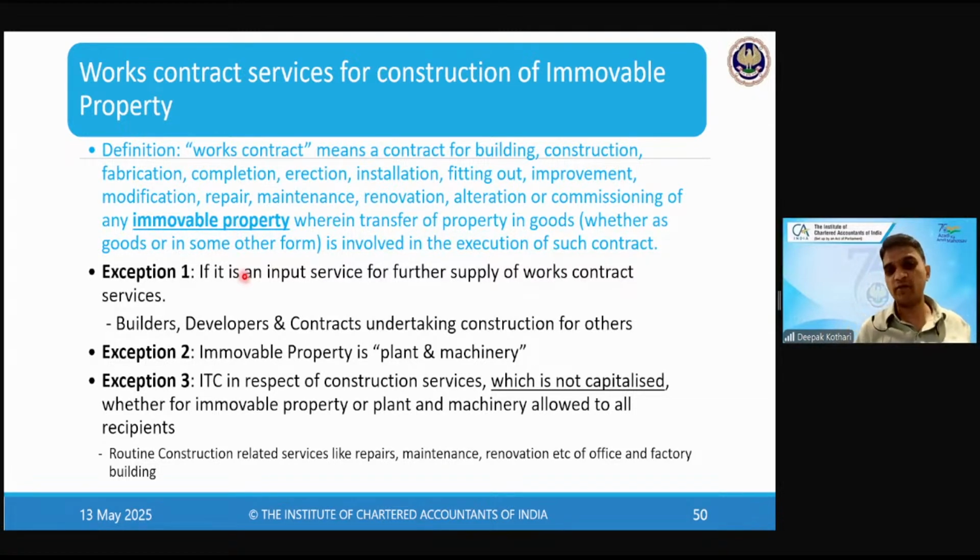Exception is if it is an input service for further supply, if it is immovable properties, plant and machinery, and if it is an expense which is not capitalized. क्योंकि आप capitalize करते हो तब ही वो works contract रहेगा. If it is not capitalized, इसका मतलब you are writing it off in your books of accounts as an expense, right? If it is for repairs and maintenance, annual upkeep, any works contract which you are doing, say like painting कर रहे हो building का, उसके ऊपर आपको blockage नहीं होगा, you can claim the credit.